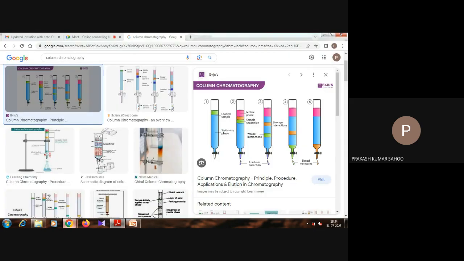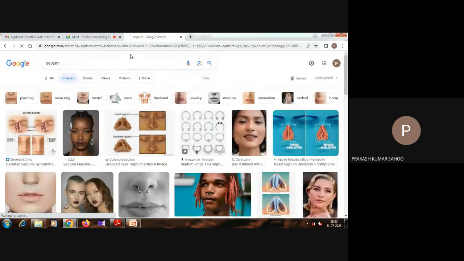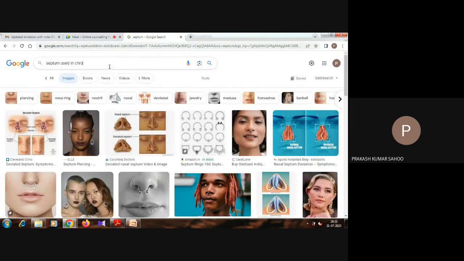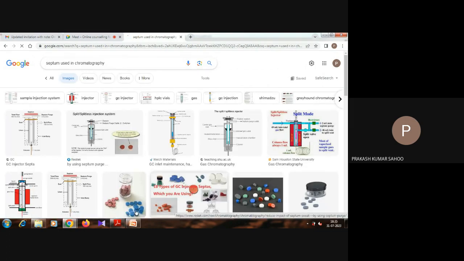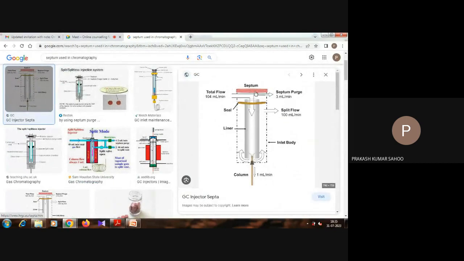Just see what is a septum. So this is the septum, used in chromatography. This is just a rubber-like material, which is used to close this column, and the syringe is used to inject the sample into the column.